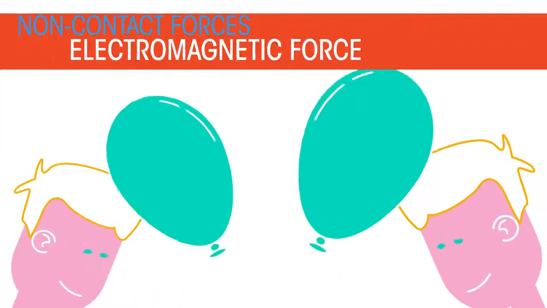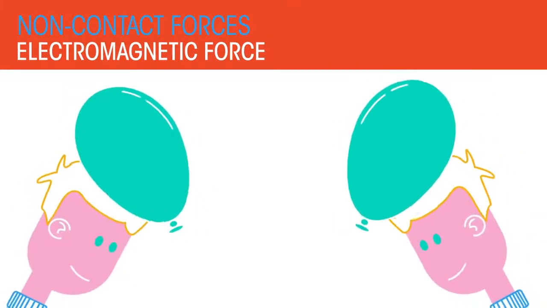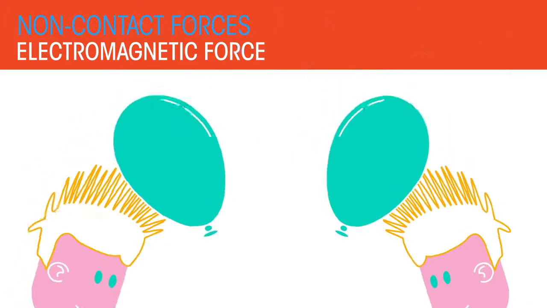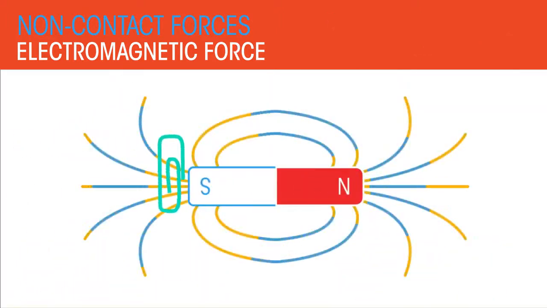Electromagnetic forces are forces that act between charged objects. For example, when you charge a balloon by rubbing it against your head and your hair is attracted to the balloon, or the forces between a magnet and a magnetic object.